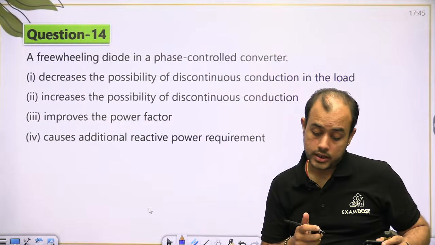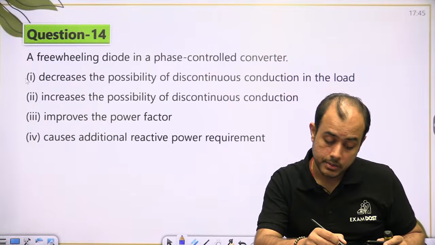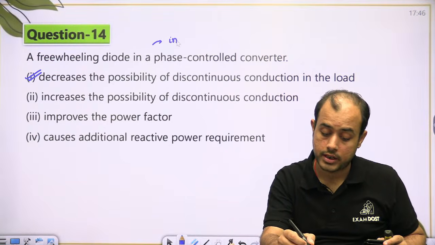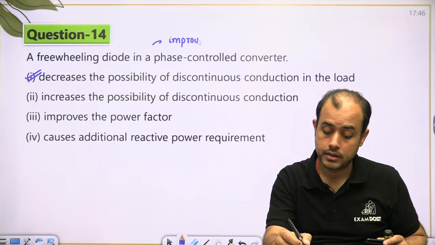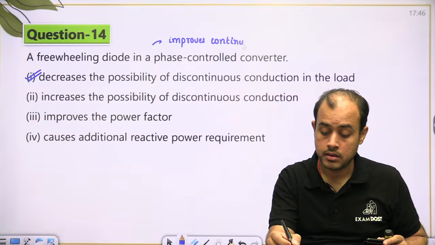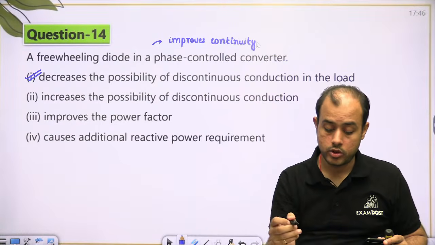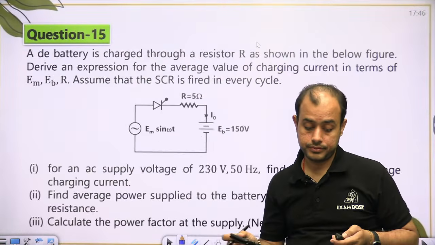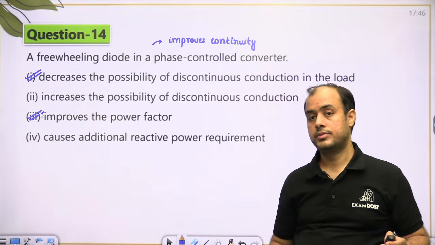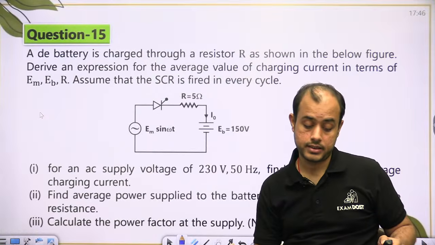Freewheeling diode decreases the possibility of discontinuous conduction. It improves continuity. है ना, continuity को बेहतर बनाता है and improves the power factor also. ठीक है, improves the power factor.